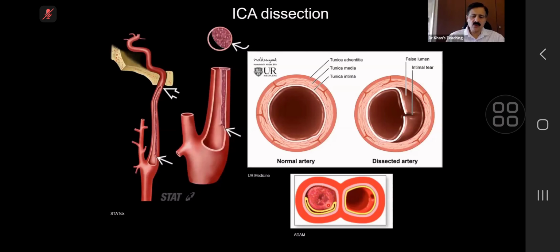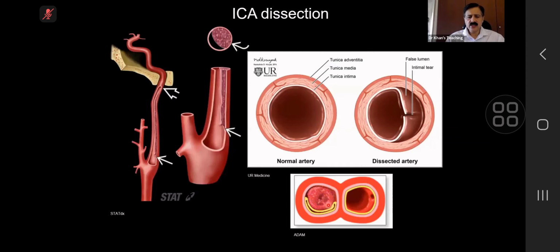Unlike the abdominal aorta or the thoracic aorta, which is a big vessel diameter-wise, these are small vessels. So radiology at times changes. You don't expect to see an intimal flap. At times it is visible, but usually not. On the other hand, in vertebral artery, it is very difficult. You won't see it. And in vertebral artery dissection, usually there will be complete thrombus.